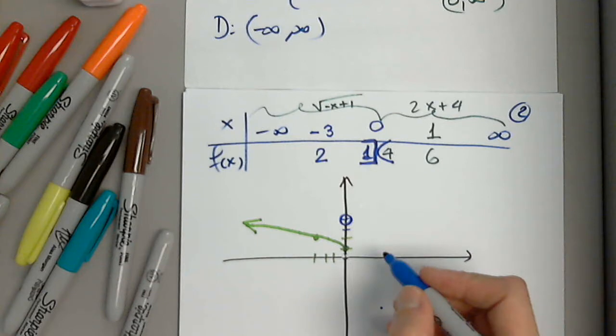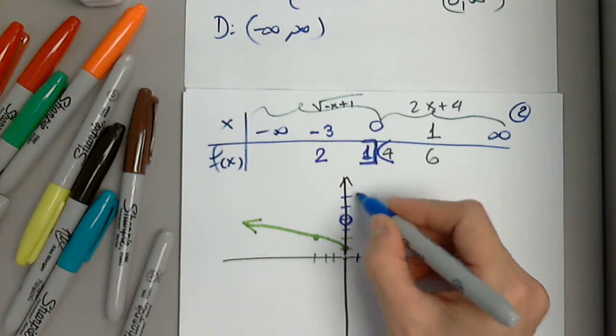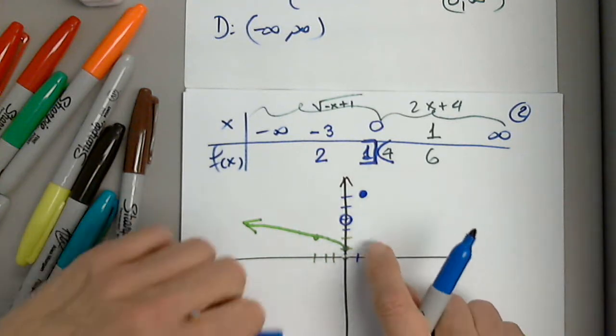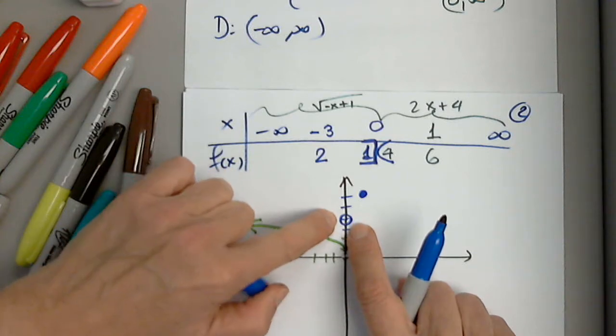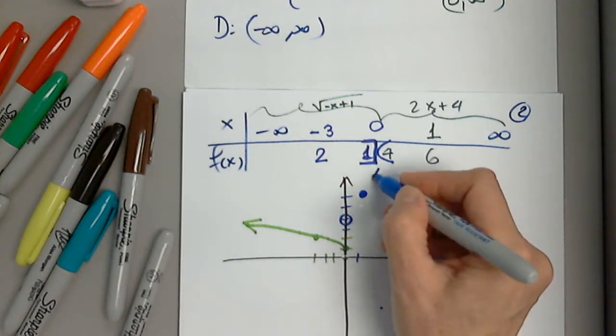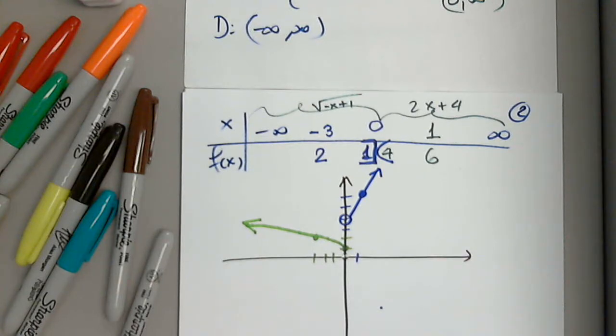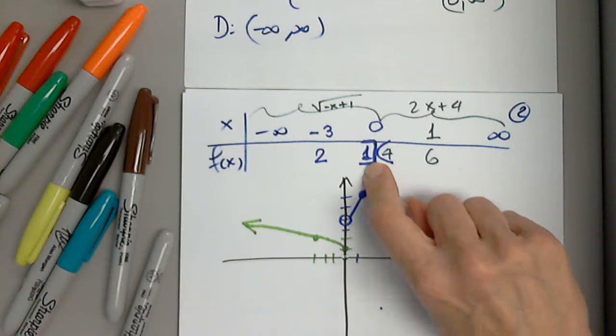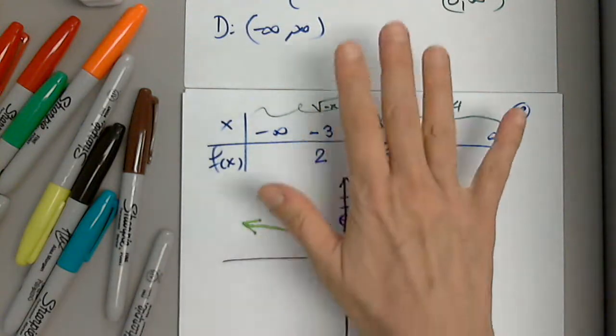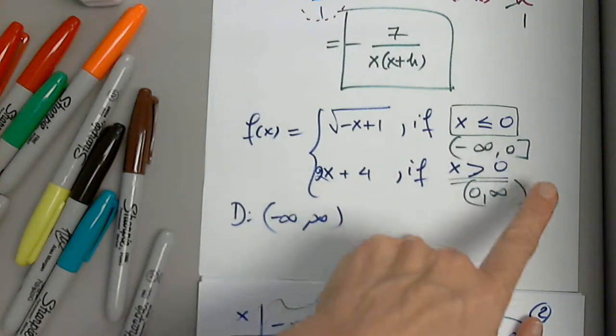And the next point would be 1, 6, which is this point here. Of course, I'm just exaggerating this. It shouldn't be this big. Okay, and this is a straight line. And this is it. Why is that one closed? Because of the equal symbol, and because of the bracket.